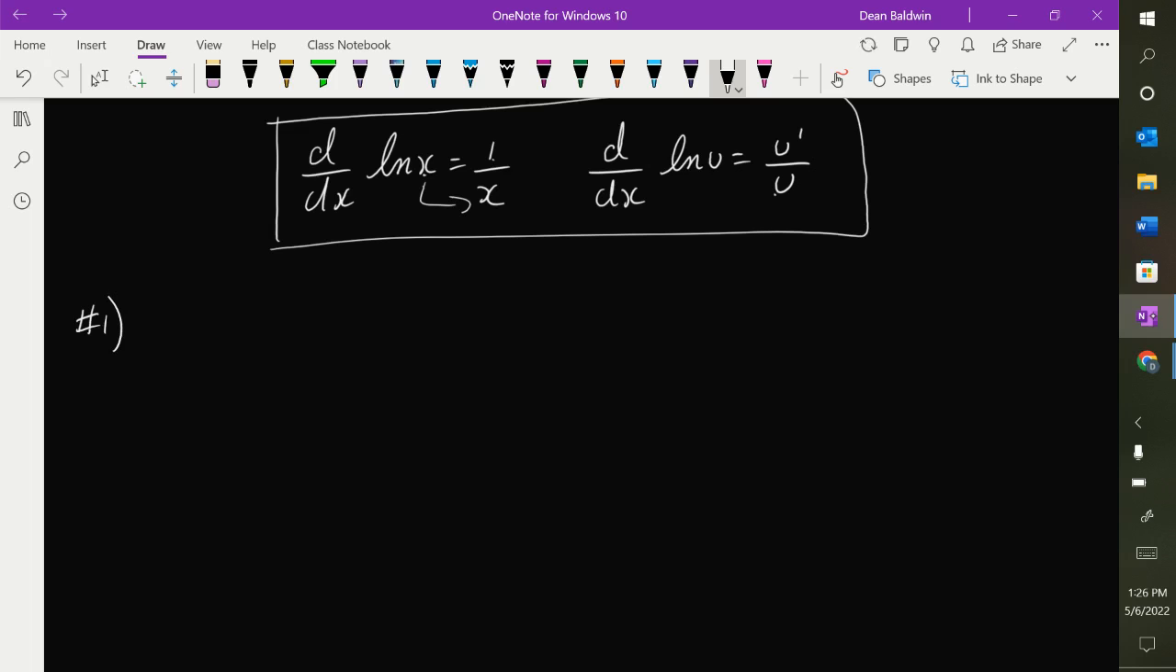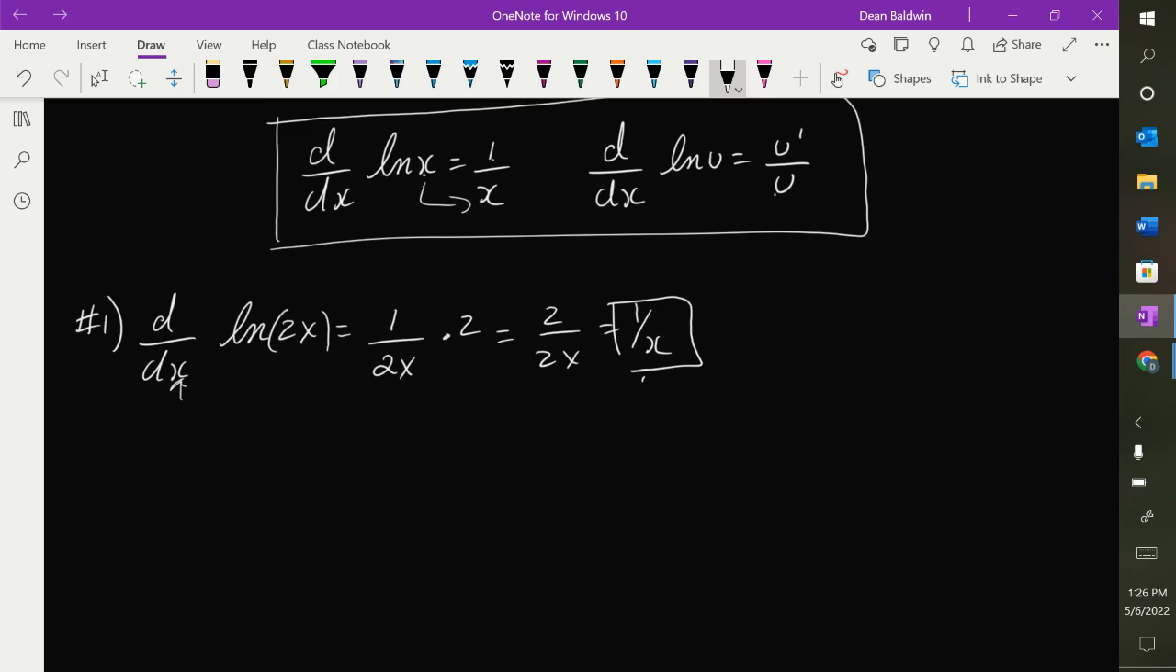So if I ask for the derivative of the natural log of 2x, well, 1 over 2x times, what's the derivative of 2x with respect to x? It's 2. So I get 2 over 2x, which is just 1 over x.